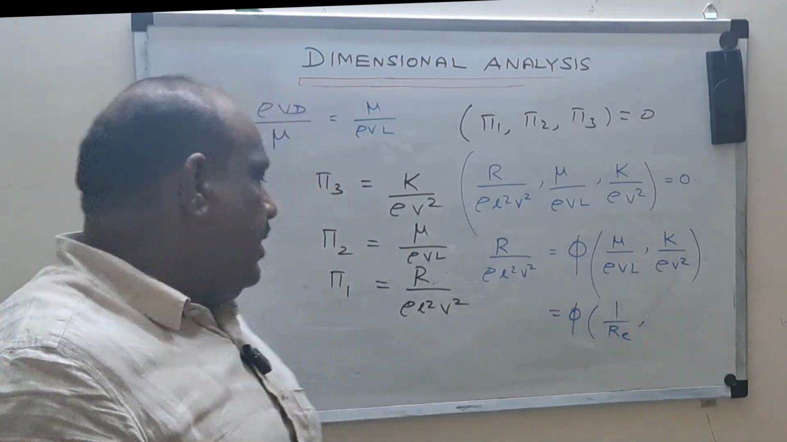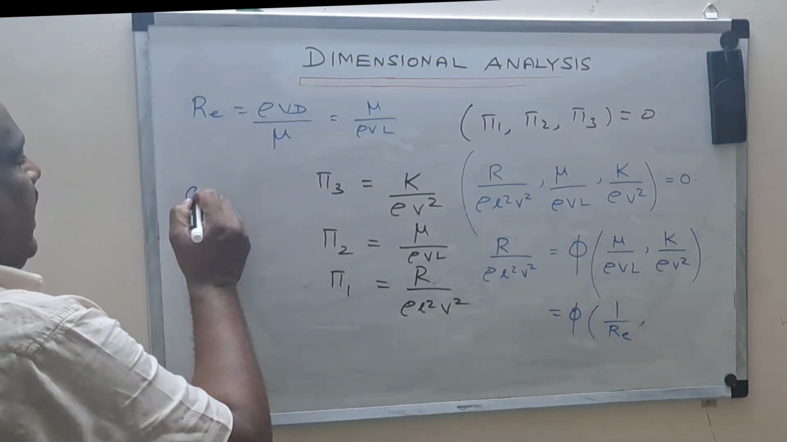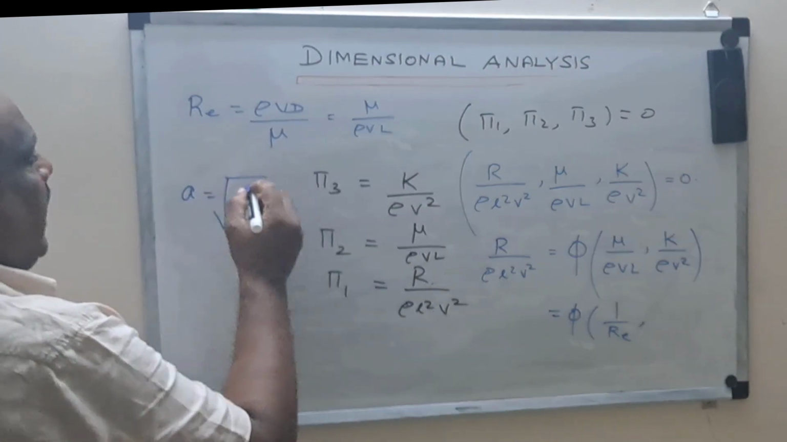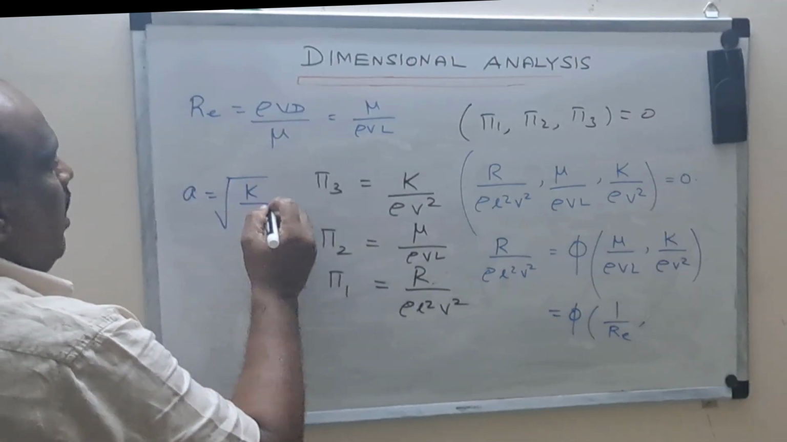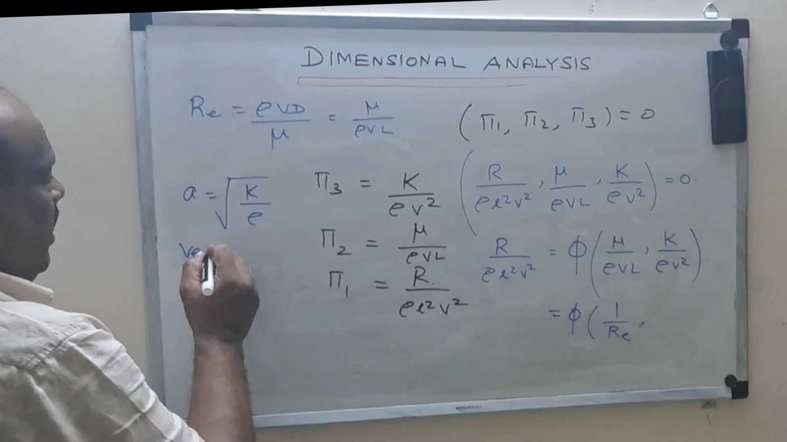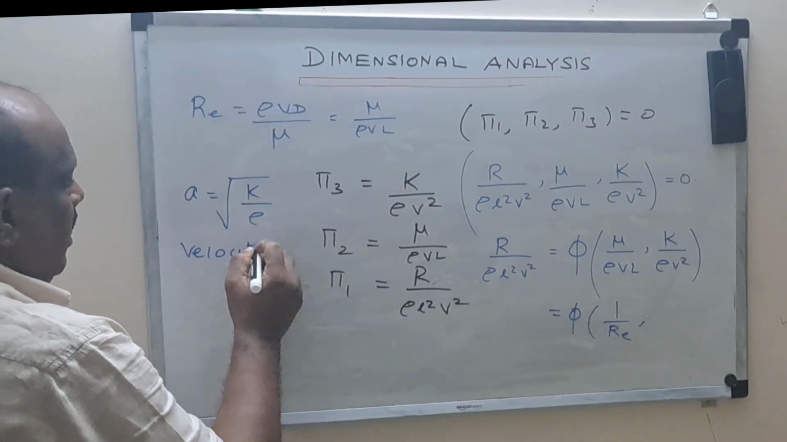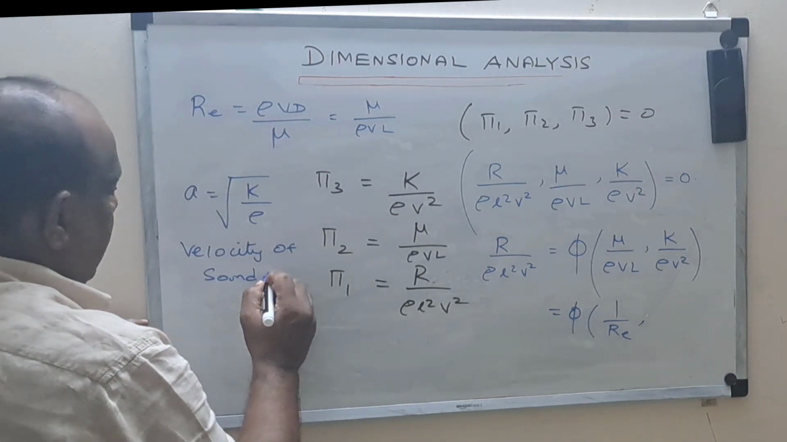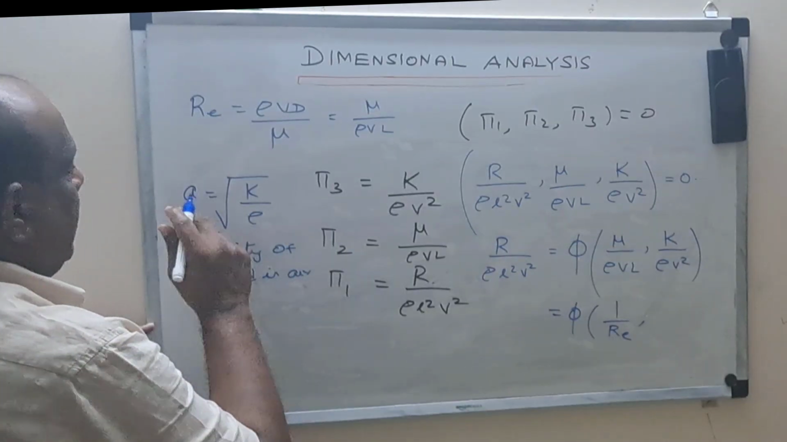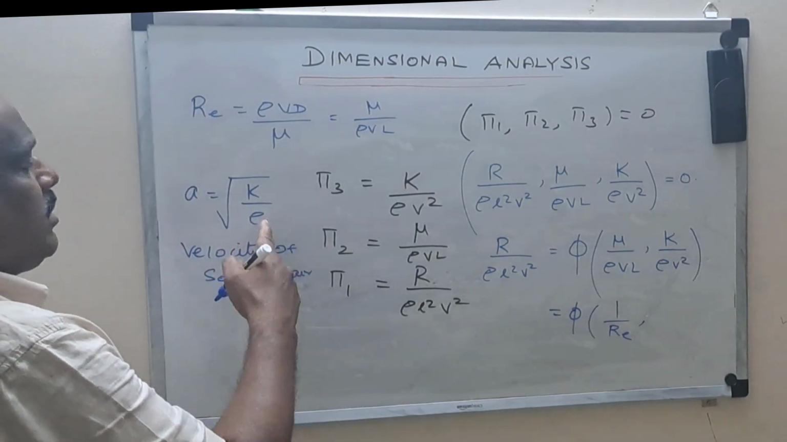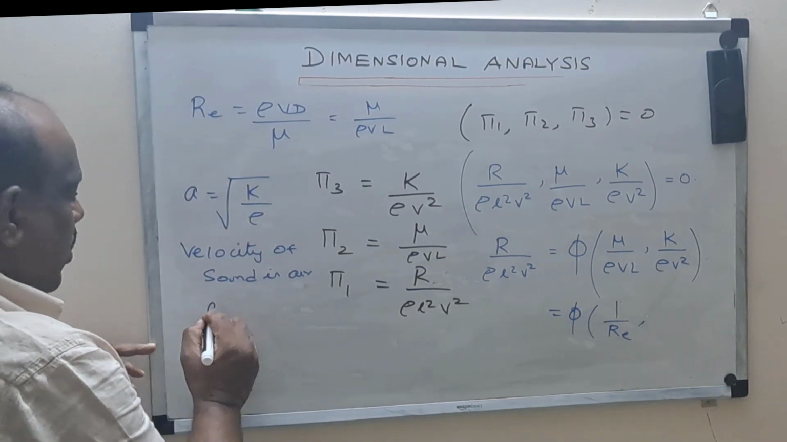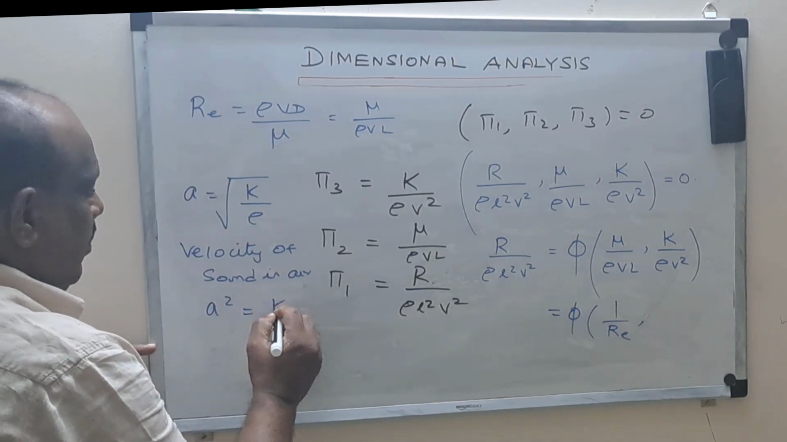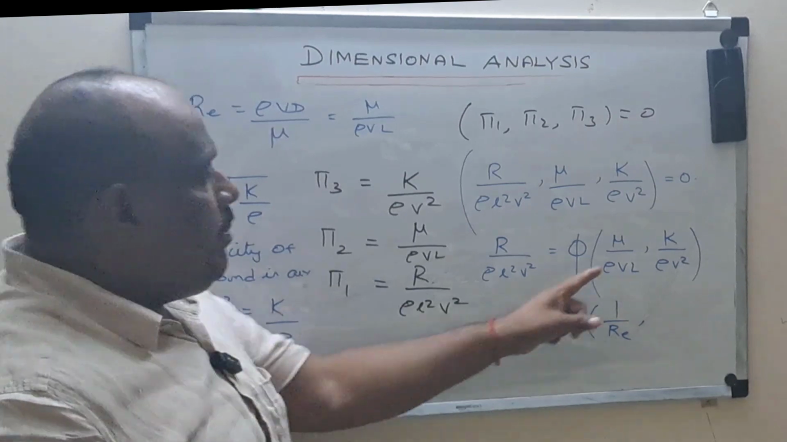So what about this term? This term is very critical. We know A is given by root of K by rho. What is A? A is nothing but the velocity of sound in air. It is nothing but bulk modulus by rho. So what will be A squared? A squared will be K by rho. What is this K by rho then?